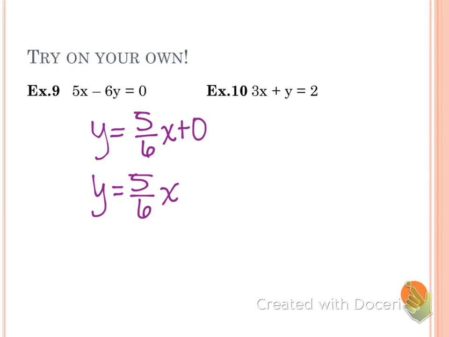Very good. Any volunteers for number 10? Keon. Y equals negative 3x plus 2. I would agree with that as well. All we had to do was move the 3x over by subtracting it. And then the y is by itself. It looks like y equals mx plus b.